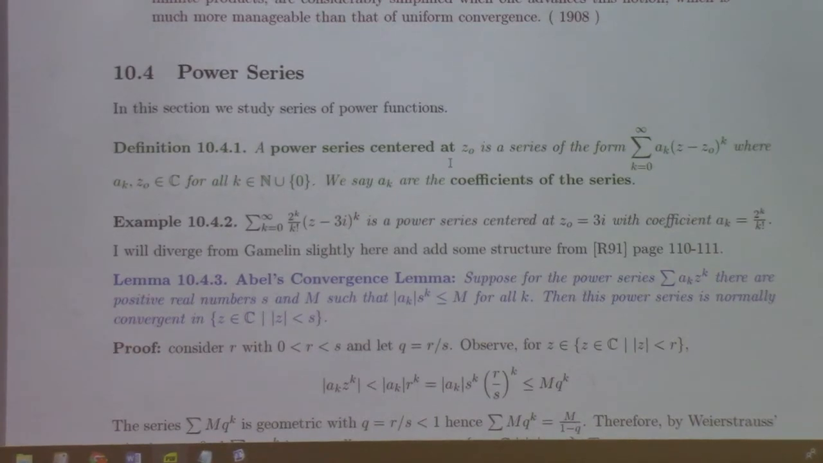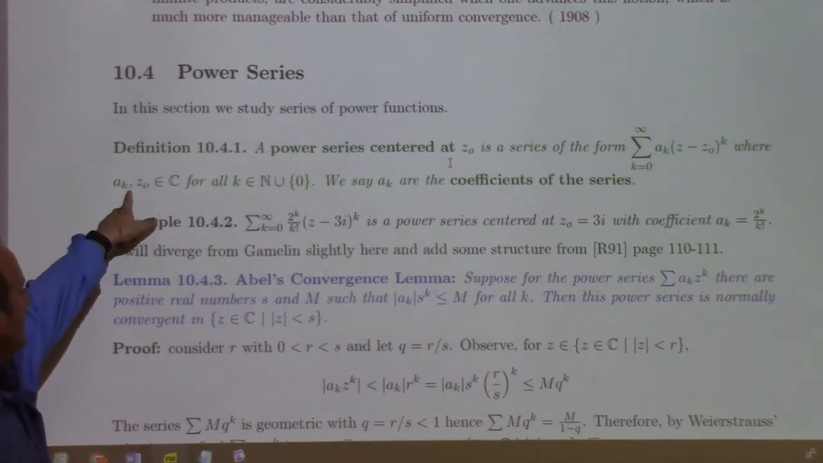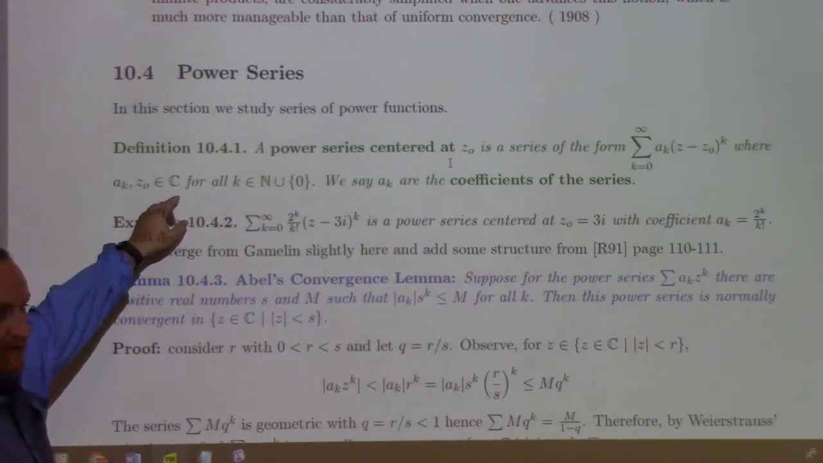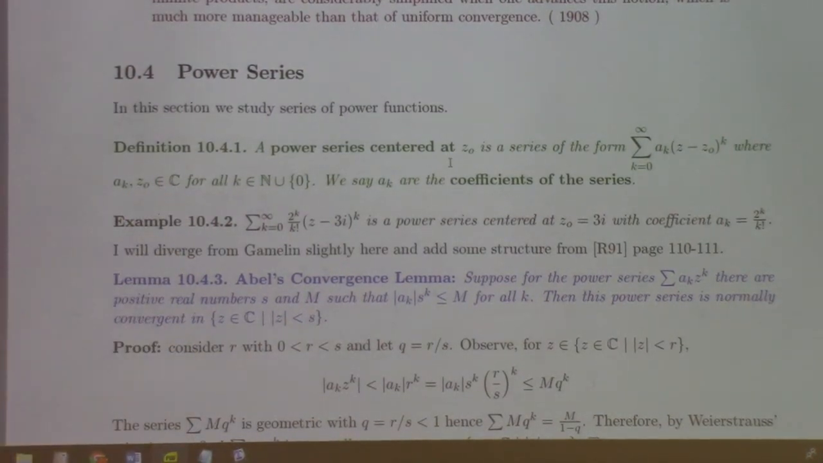A power series centered at z0 is a series of the form sum k equals 0 to infinity a sub k (z minus z0) to the k, where of course we assume that the center of the series z0 and the coefficients a sub k are complex numbers, all right? So this is not surprising, is it? Right? And the central thing that will make all of the proofs from here on out in this section work is Abel's convergence lemma. All right, so let's just take a minute here to try to prove that.